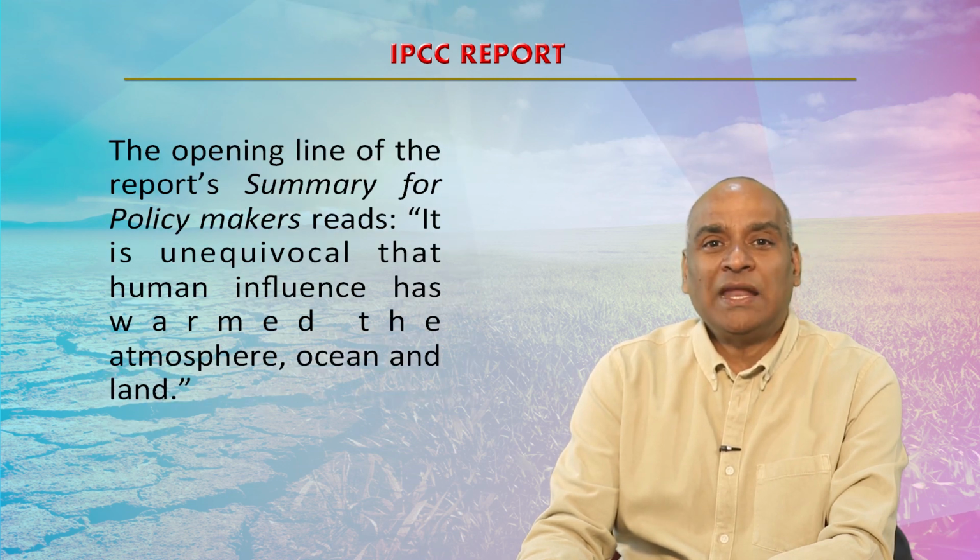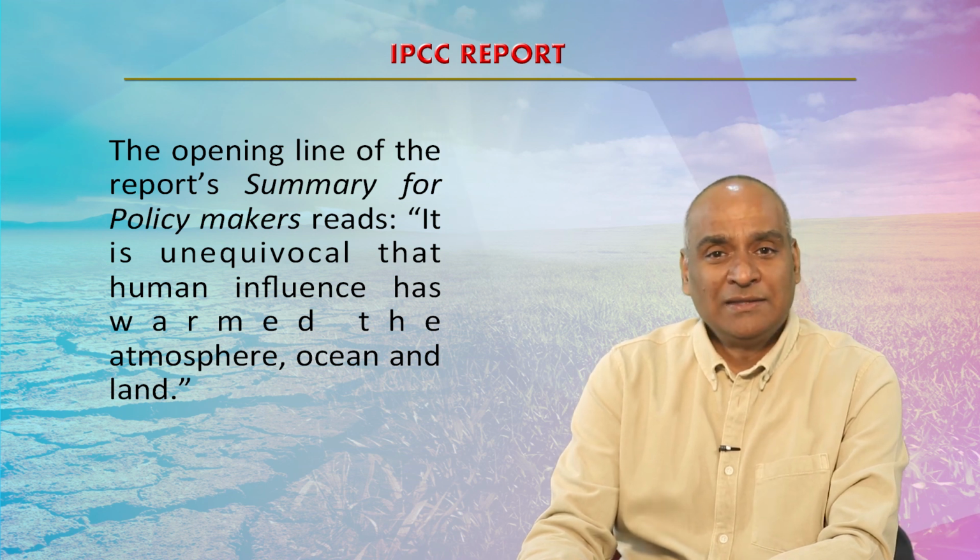What is the opening line? It is very important. The opening line reads that it is unequivocal that human influence has warmed the atmosphere, ocean and land. That means that humans have become geological agents. That is why this period is called Anthropocene. Man has become dominant, that he has started influencing the atmosphere, ocean and land.